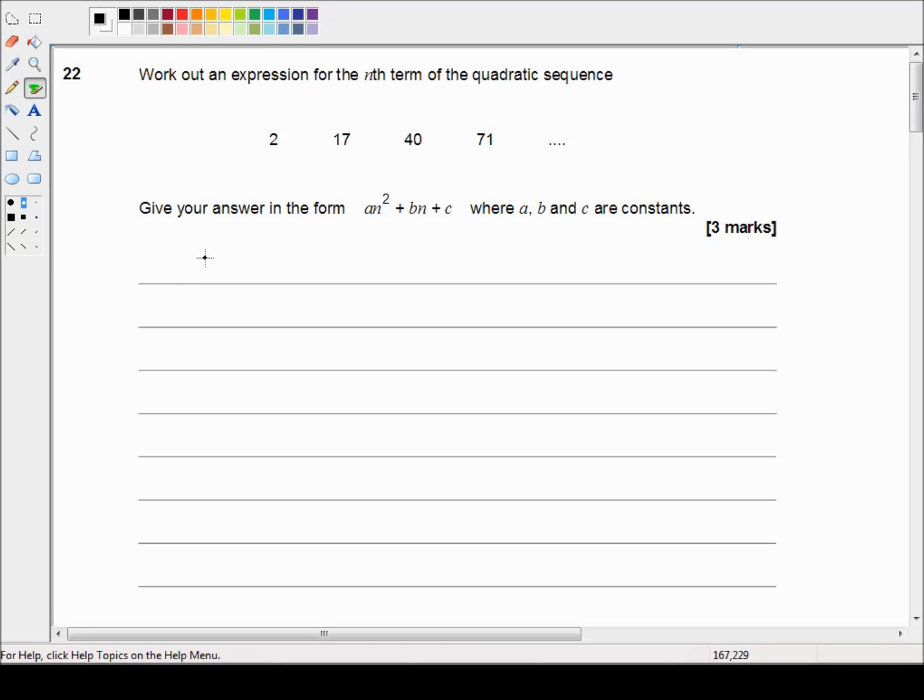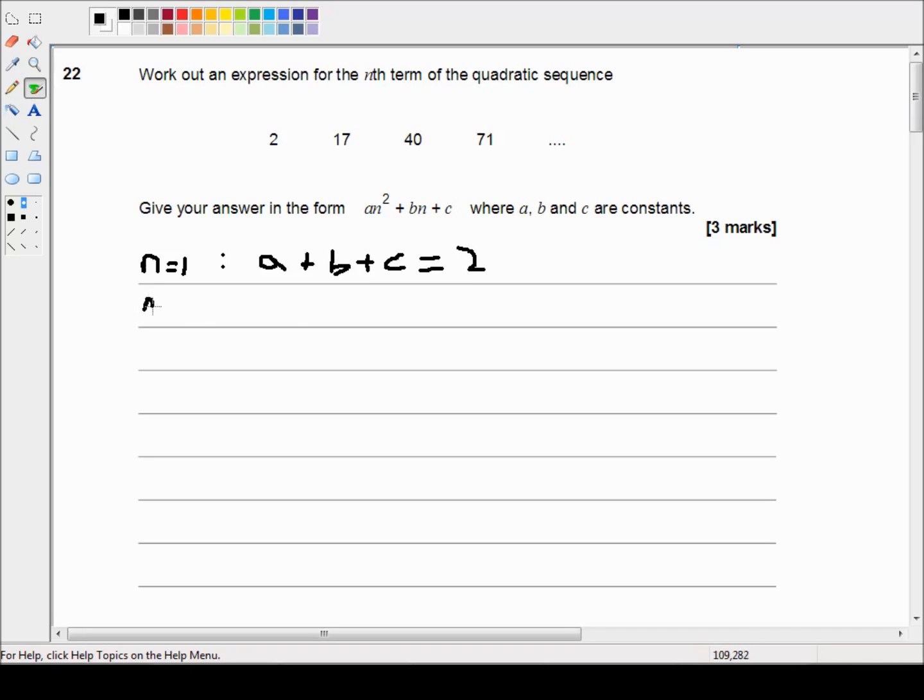Okay then, so what we can say is let's try and get a, b and c. So let's take n equals 1, then a times 1 squared is just a, plus b times 1, which is just b, plus c is equal to the first term in the quadratic sequence, which is 2.